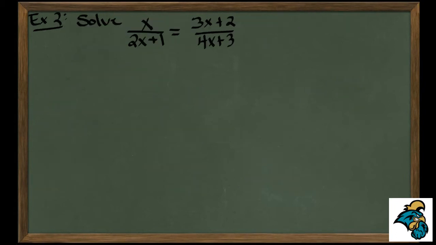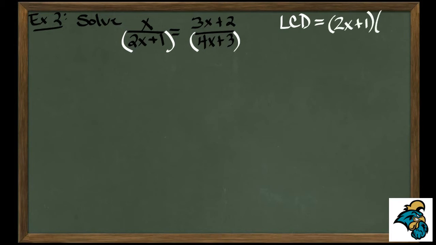Example 2. Solve x divided by 2x plus 1 is equal to 3x plus 2 divided by 4x plus 3. I need to get a common denominator. So when I look at this, I'm going to put 2x plus 1 together because they're stuck together, and then 4x plus 3. So my least common denominator is going to be 2x plus 1 times 4x plus 3.